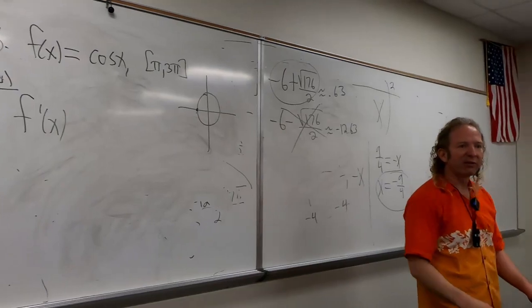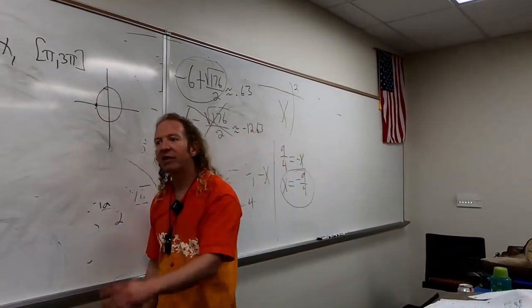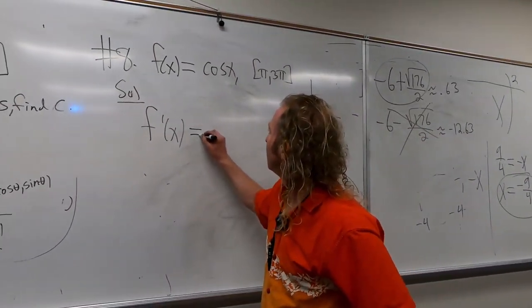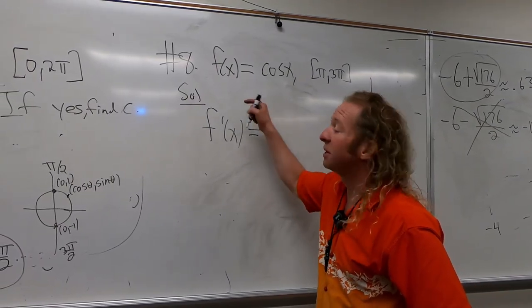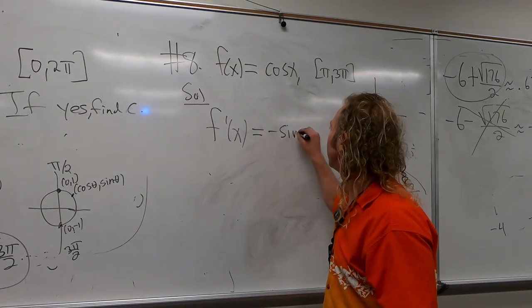What's the derivative of cosine? Do you remember? Negative sign. Yeah, it's got the negative. On the test, will we just put yes? Yeah, on the test, yes. Thank you. So, very good question.